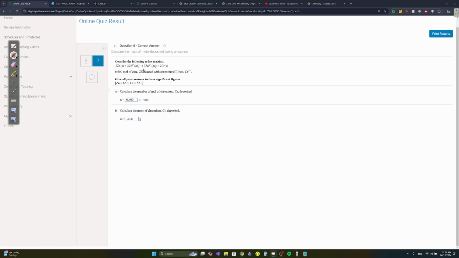Here we have a redox reaction. They told you 0.6 moles of zinc reacted with chromium Cr3 plus. Calculate the number of moles of chromium. Okay. You have 3 zinc. How much is given? 0.6. In the reaction, how much chromium is deposited? 2. We want to know when it reacts with 0.6, how much is deposited. When you react 3 zinc, you get 2 chromium. How about if I react 0.6 zinc? How many chromium will I get? X, right? So what do you do? You cross multiply. You get 3x is equal to 1.2. You're going to get 0.4.